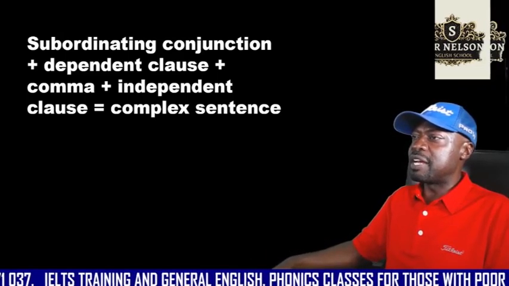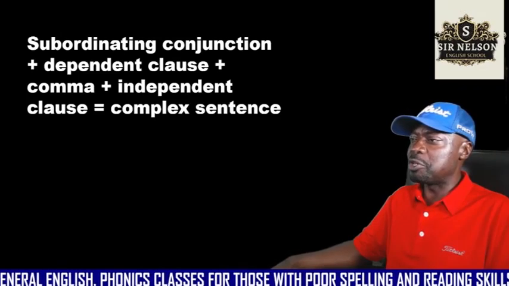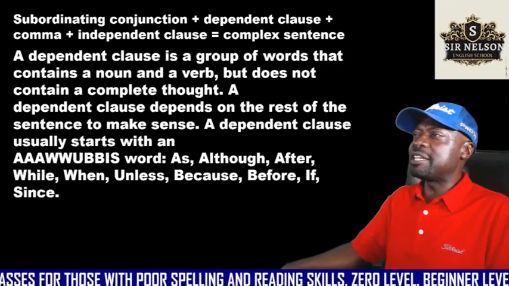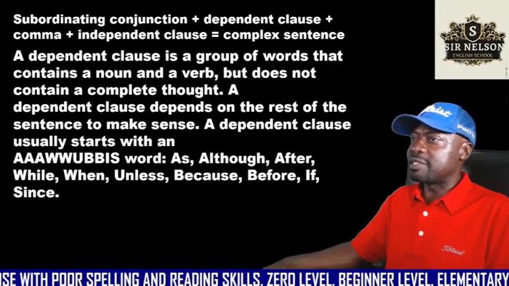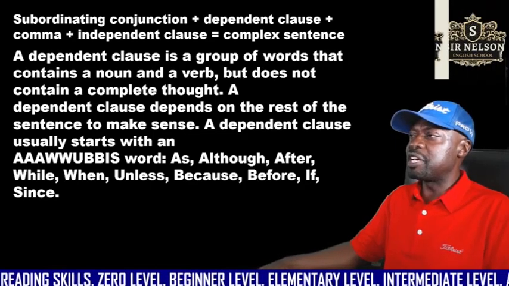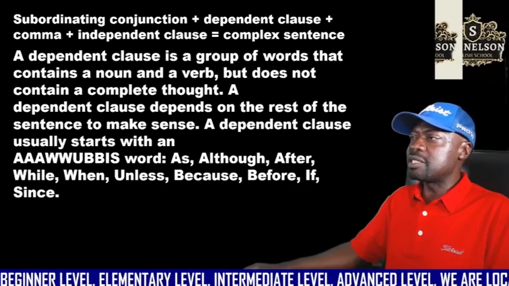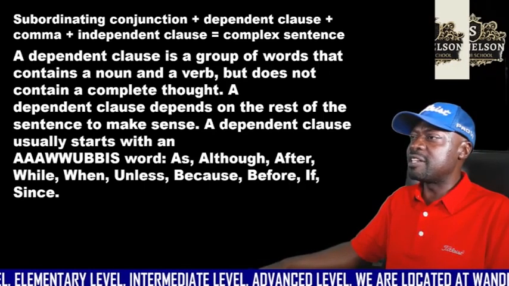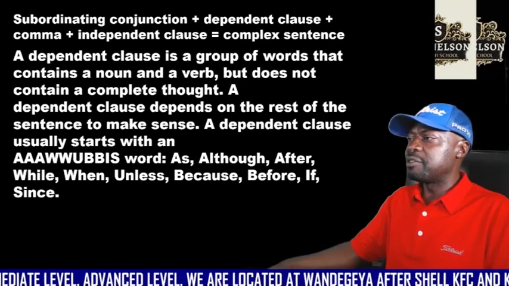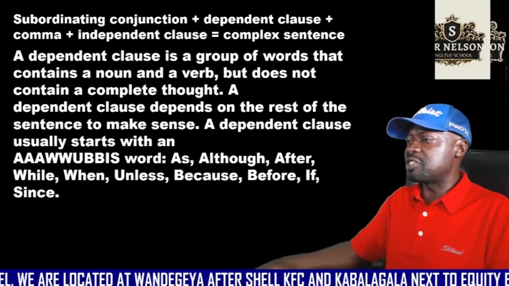Subordinating conjunction plus dependent clause plus comma plus independent clause, you get the complex sentence. Subordinating conjunction plus independent clause plus dependent clause, you get the complex sentence. A dependent clause is a group of words that contains a noun and a verb, but does not contain a complete thought. It depends on the rest of the sentence to make sense.